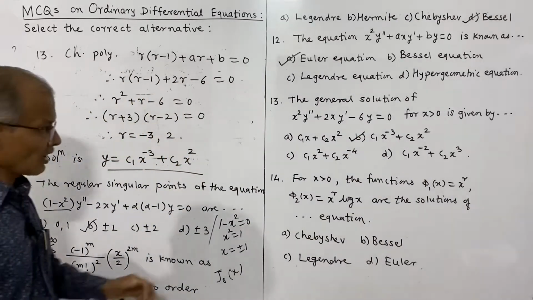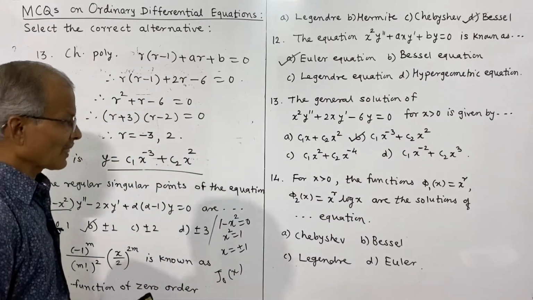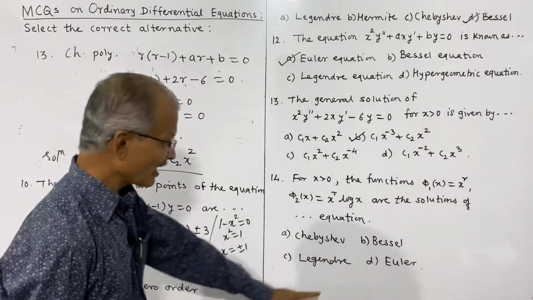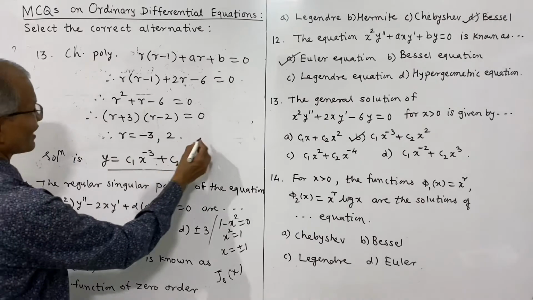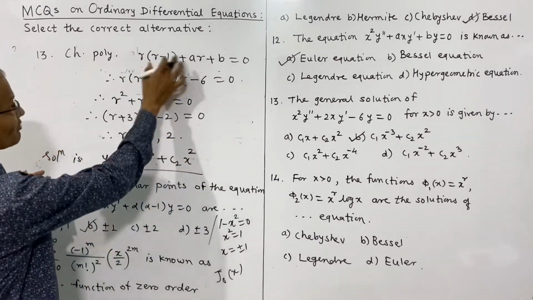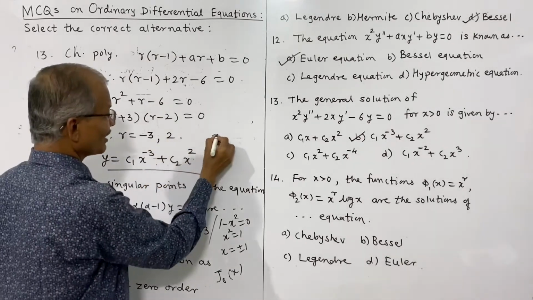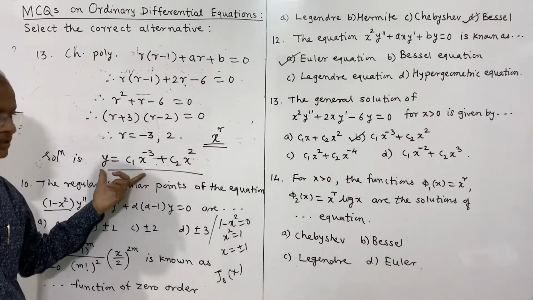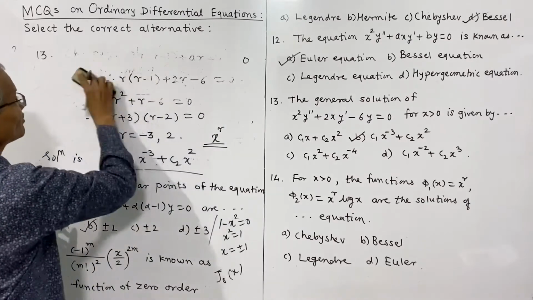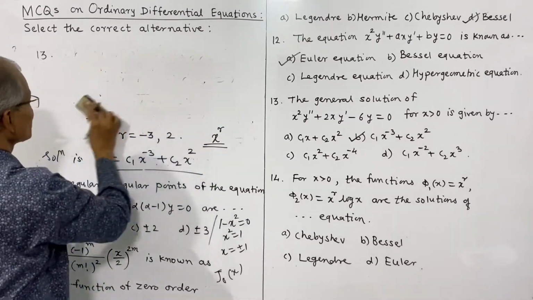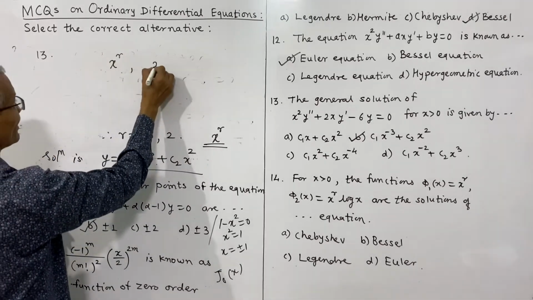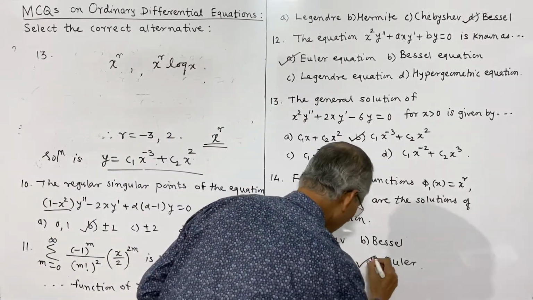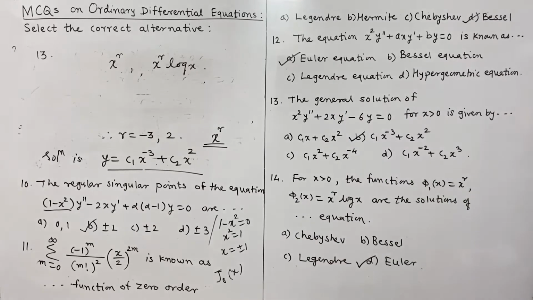So next, 14th is, for x greater than 0, the functions phi1 of x equal x power r and phi2 of x equal x power r log x are the solutions of which equation? So actually these are solutions of the Euler equation when the roots are repeated. You see, if the characteristic polynomial has these roots, and r has these values, then we write x power r as the solution. Two solutions will be x power minus 3 and x power 2, and general solution will be combination of this. But if the roots are repeated, if r is repeated 2 times, then the solutions are to be written as x power r and x power r log x. So these are the solutions of Euler equation. So this D is the correct alternative for this.